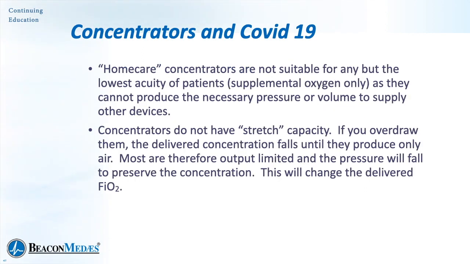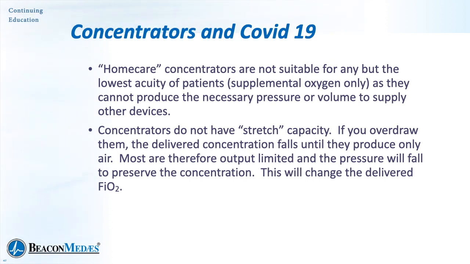Homecare concentrators, those small portable concentrators, should not be used for any but the lowest acuity patients. They cannot produce large amounts of oxygen, they can't produce any pressure, and they can't run a ventilator. So for the most part, those small home care concentrators are useful for masks or nasal cannulas, but not for ventilators or high flow equipment of any kind.